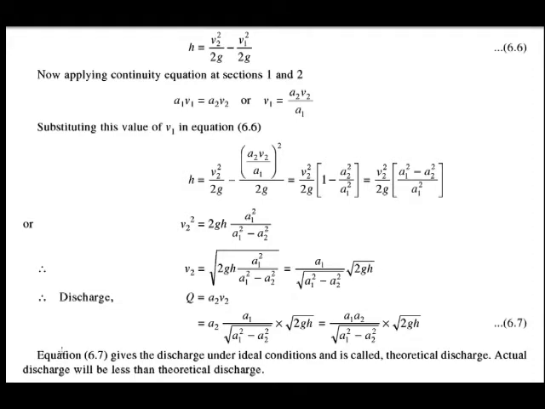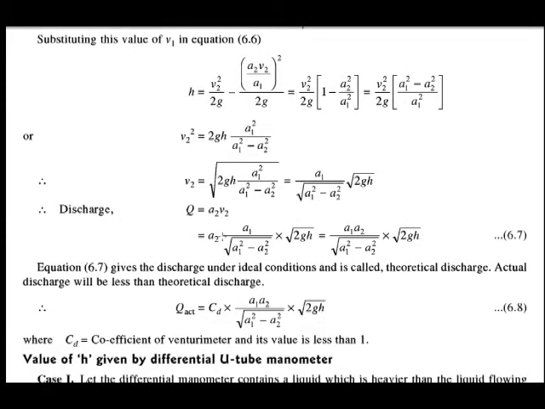But the discharge is equal to what? Area into velocity. We are calculating the discharge at section 2, so discharge is equal to A2 into V2. Instead of V2 we write A1 upon under root of A1 square minus A2 square into under root of 2g h. So this formula becomes A1 A2 upon under root of A1 square minus A2 square into under root of 2gh. This is the equation for the discharge.